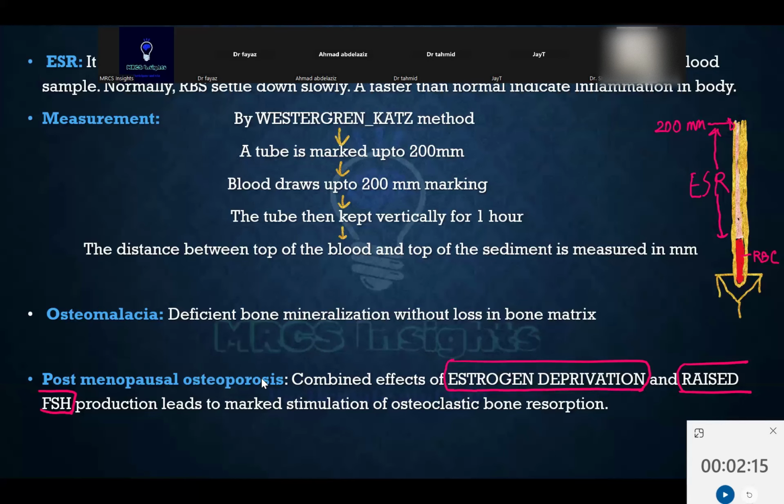What are the reasons? In case of postmenopausal women, there will be deficient estrogen, and as a result there will be raised follicle stimulating hormone. These two, increased follicle stimulating hormone and decreased level of estrogen, will stimulate osteoclastic bone resorption, and that is why a postmenopausal lady easily gets osteoporosis.